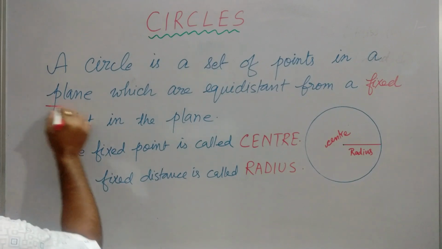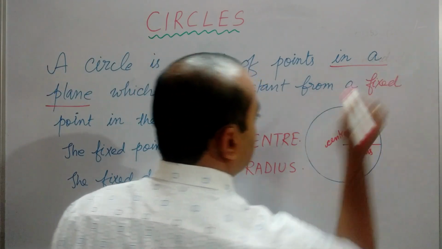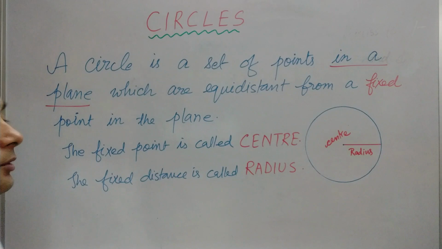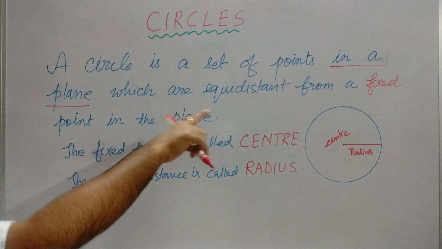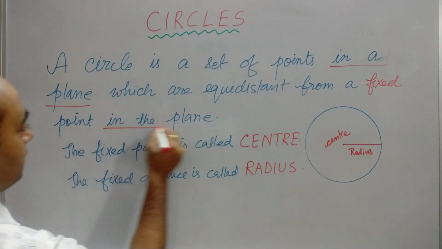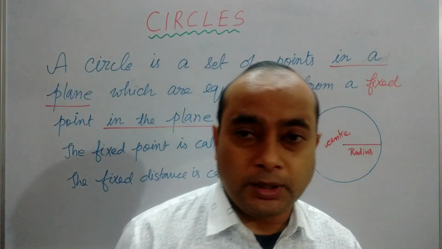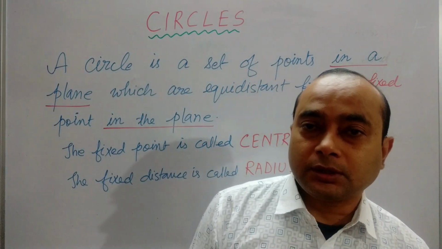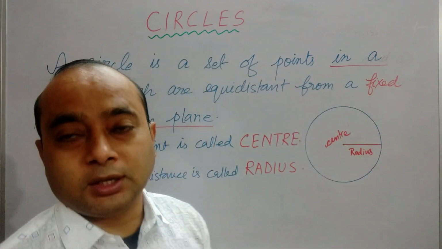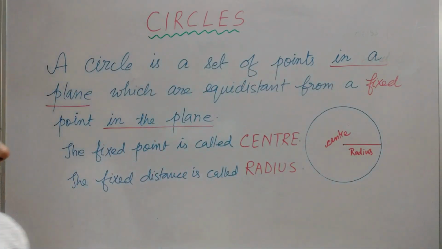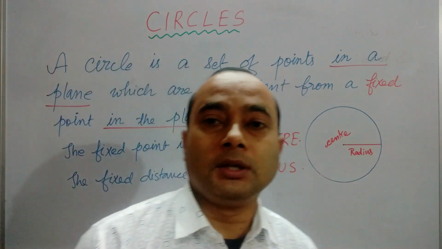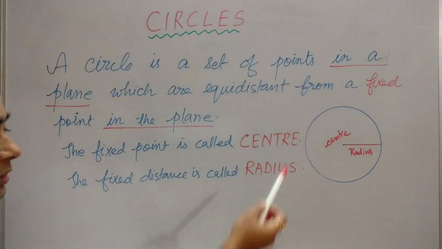Here "in a plane" is very important. Set of points in a plane which are equidistant from a fixed point in the plane. Because if I don't mention the plane, the set of points which are equidistant may be a sphere also, right? 3-dimensional. So that is why it is very important to mention "in a plane". And I have shown in the diagram.